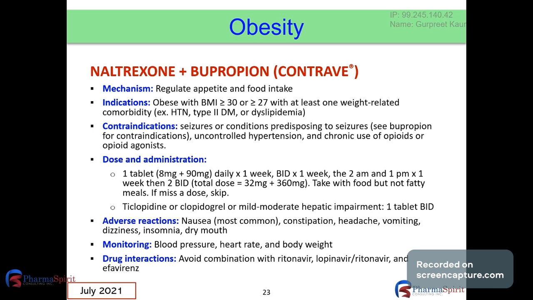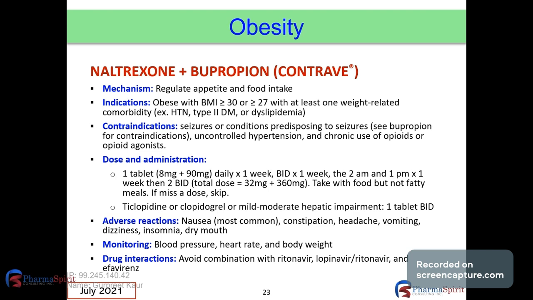So we give one tablet, which is 8 milligrams plus 90 milligrams, daily for 1 week, then BID for 1 week, then two in the morning and one in the evening for 1 week, and then two BID. So the total dose becomes 32 milligrams of naltrexone plus 360 milligrams of bupropion. The patient should take it with food, but not fatty meals.